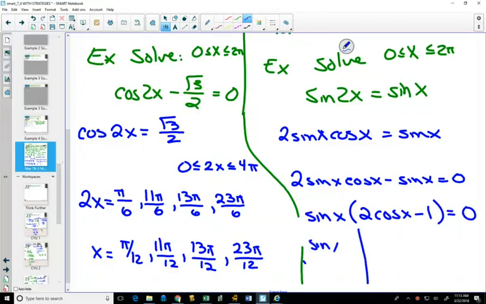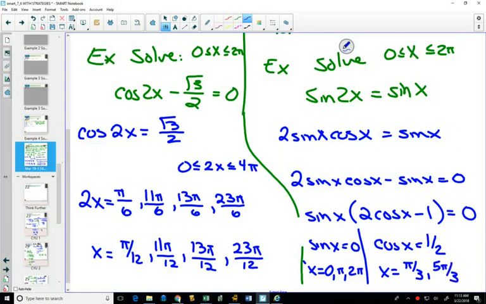What this does is it separates things, so sine x could be 0, cos x could be a half. When is your y-coordinate 0? At 0, pi, and 2 pi. When is your x coordinate a half? Quadrant 1 and quadrant 4, pi over 3 family.